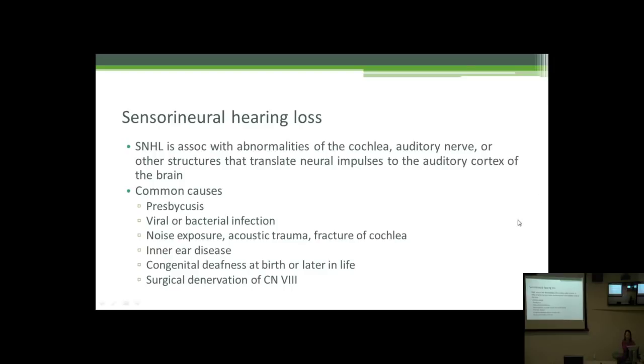Inner ear disorders such as Meniere's disease are also a common cause for sensory neural hearing loss. Congenital deafness, whether they were born with the deafness or they can develop it later with age. I've seen a gamut of all kinds.